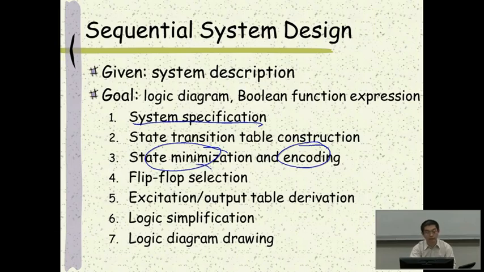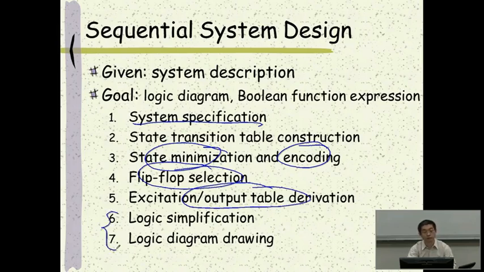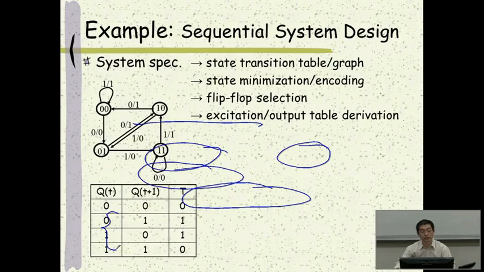And then we select what type of flip-flop we want to use. Normally it's based on experience. And then we build the excitation table and output table. And finally, we do a combinational logical design to simplify the logic for flip-flop input functions, and then draw the logical diagram. So now let's show this design process using an example here.